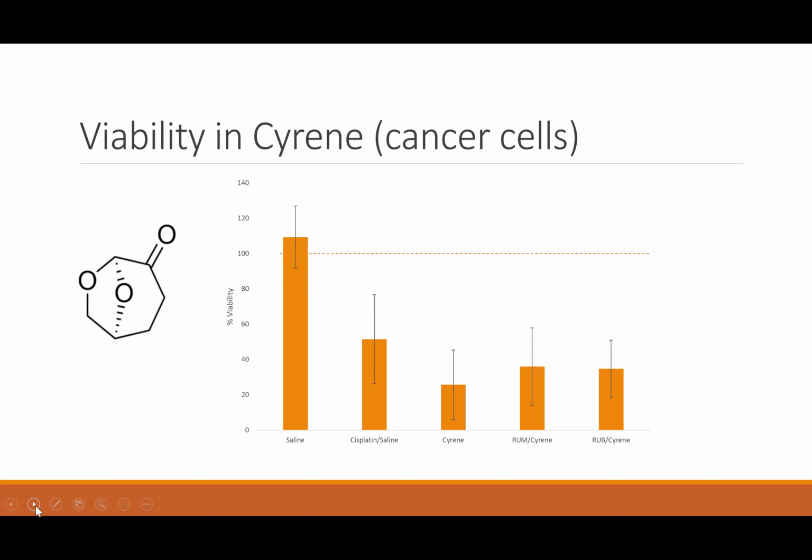So first we have Cyrene. Cyrene was supposed to be an environmentally friendly alternative to a lot of organic solvents commonly used in synthesis. We'll go over why, maybe because it was easy or environmentally friendly to manufacture, that it might not be safe. So you have saline, cisplatin dissolved in saline, then you have Cyrene, then RUM dissolved in Cyrene, and then RUB dissolved in Cyrene.